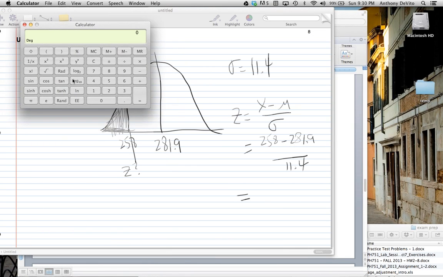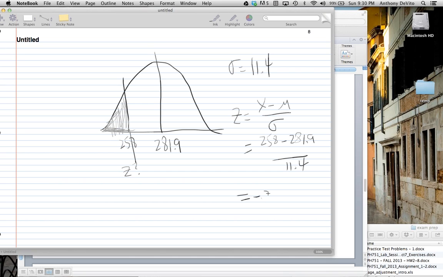Let's get the calculator. 258 minus 281.9 equals minus 23.9. Divide that by 11.4, and the number of standard deviations is about minus 2.1. I'd leave an extra decimal place there if I were you. It's actually pretty close to minus 2.10 if I round it to two decimal places. So that's how many standard deviations below the mean we are.